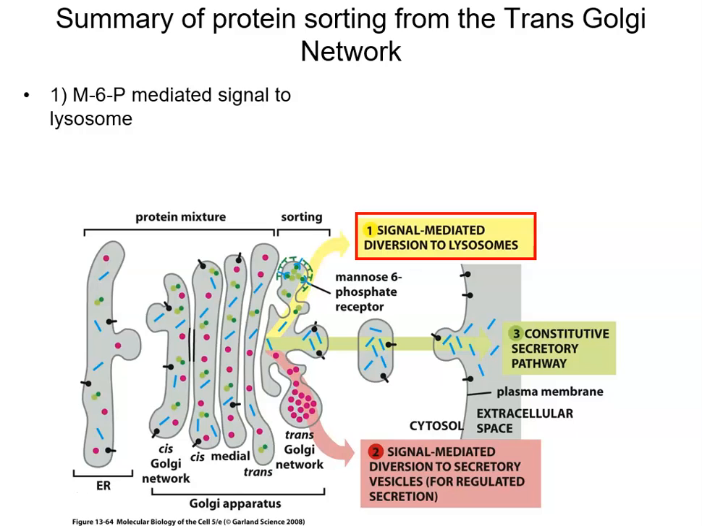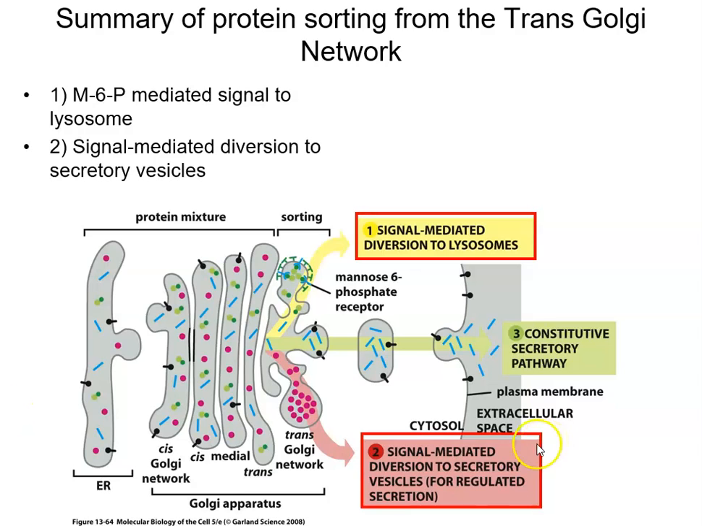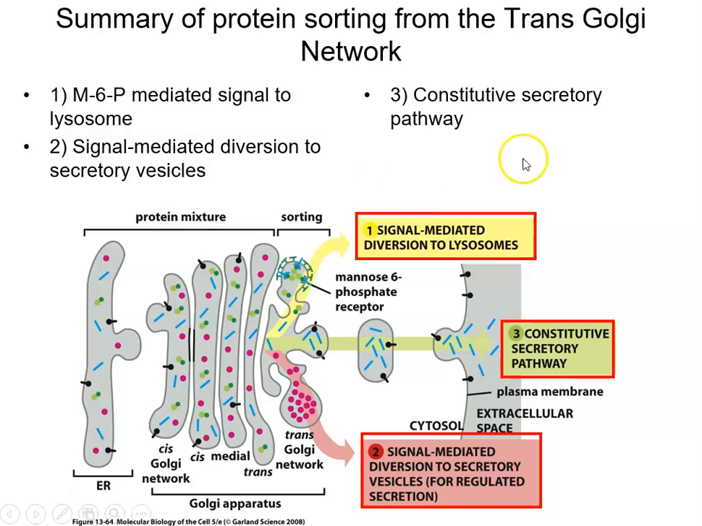So this is a summary of all of the places that material is likely to go from the Trans Golgi Network. We've covered mannose-6-phosphate mediated signalling to the lysosome. We've got signal mediated secretion for regulated secretion, and we have got what we call the constitutive secretory pathway, also sometimes referred to as the default pathway. And this default pathway is your secretion of extracellular matrix, you rebuilding the plasma membrane and sending receptors to the cell surface.